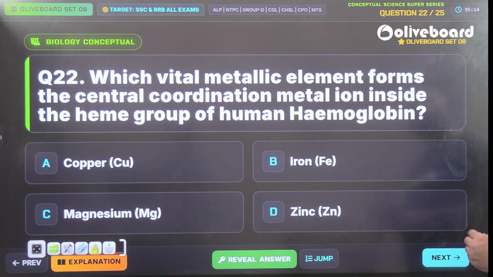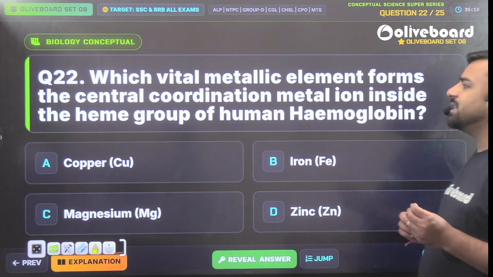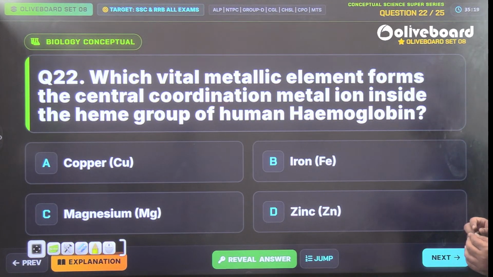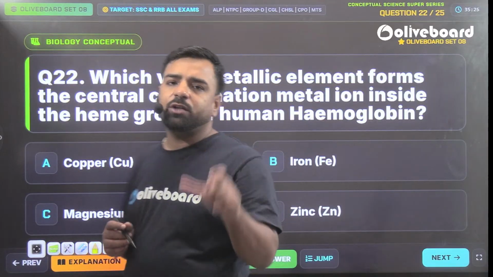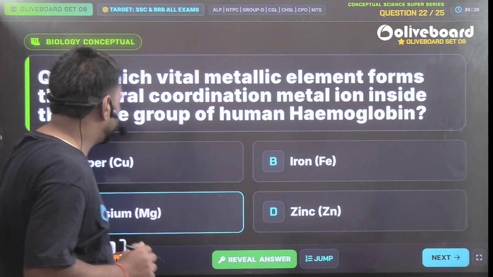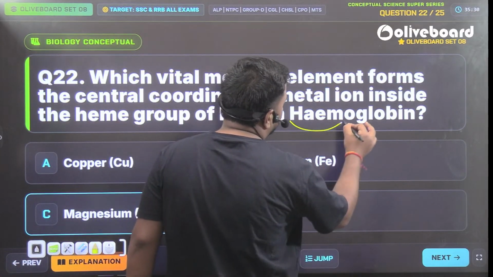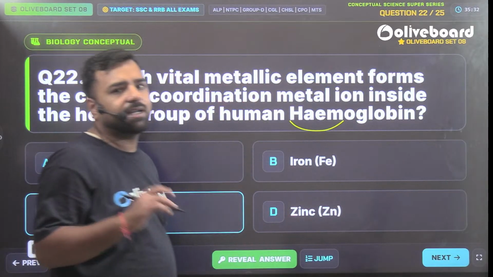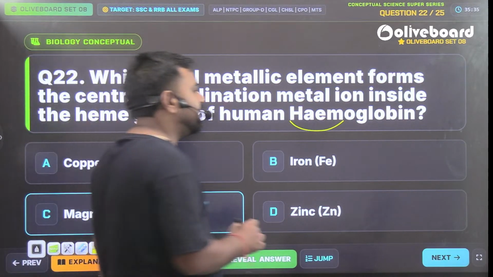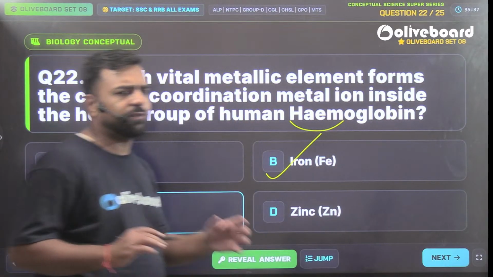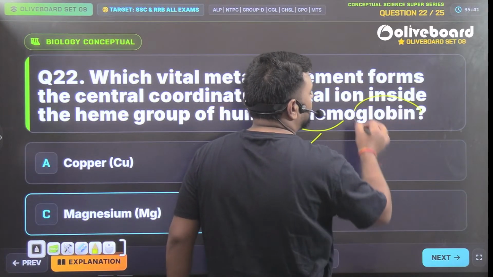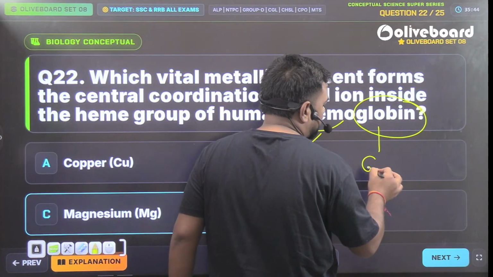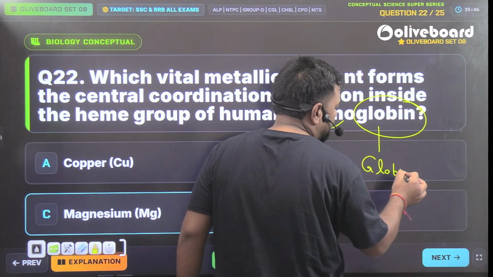Next, which vital metallic element forms the central coordination metal ion inside the heme group of human hemoglobin? If I talk about the hemoglobin, you need to remember two things here. Number one, this heme term can be linked with the hematite. And what is hematite? That's the ore of iron, right? So yes, iron is the answer. If iron lacks in our body, we'll suffer from anemia. One more thing, guys, this globin term, you need to remember, is actually the protein.